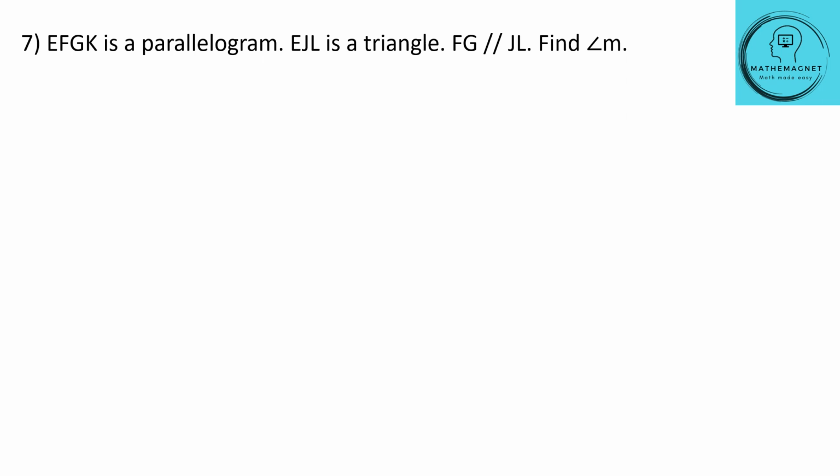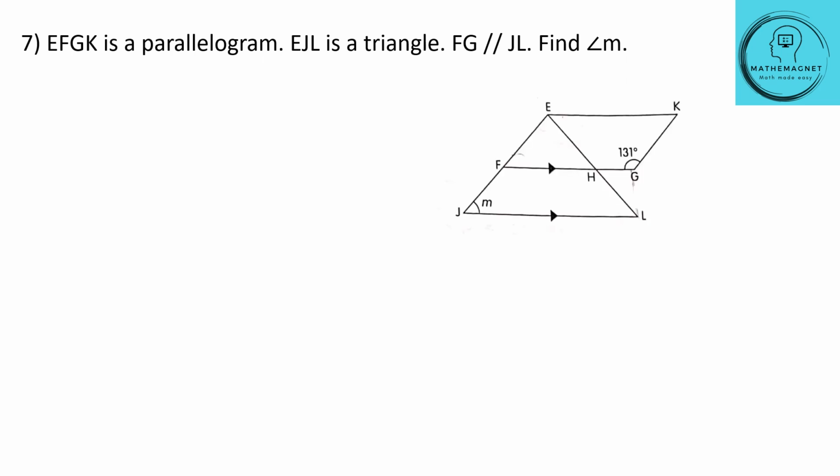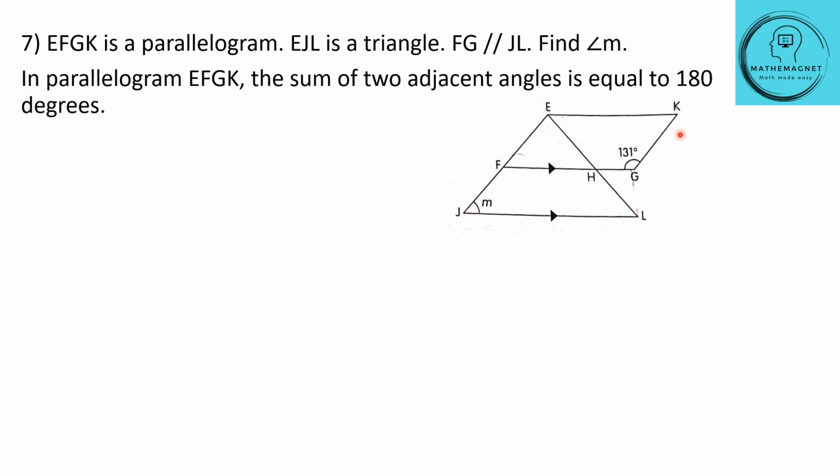Question number 7. EFGK is a parallelogram. EJL is a triangle. FG is parallel to JL. Find angle M. Now this is the figure that we are having. Now we know EFGK is a parallelogram. So we will use the property of parallelogram that says sum of two adjacent angles is equal to 180 degrees.